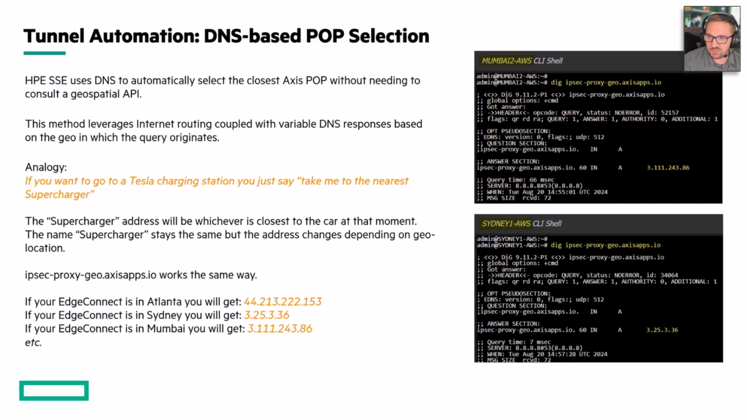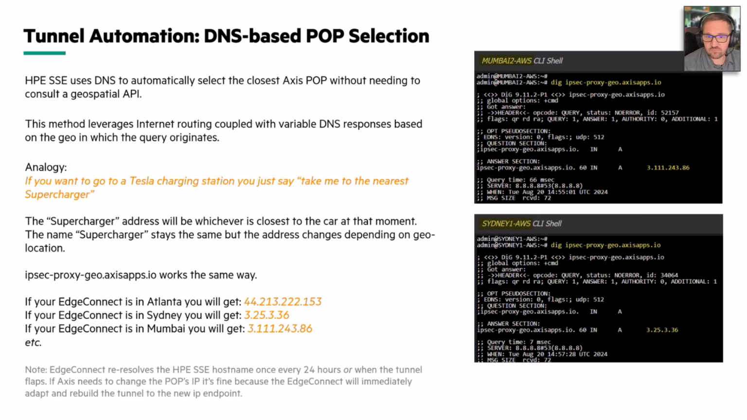If you get situations where you're like, I have very high latency for this tunnel, and you investigate the tunnel to Axis, and you find out that that tunnel is going to some far off Axis POP that you didn't expect, it probably has to do with the way DNS is configured at that branch. We will re-resolve this IP every 24 hours or when the tunnel drops and comes back up.